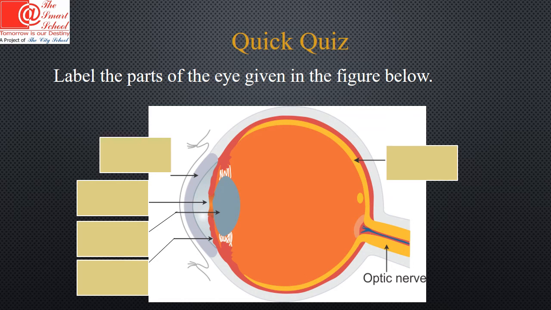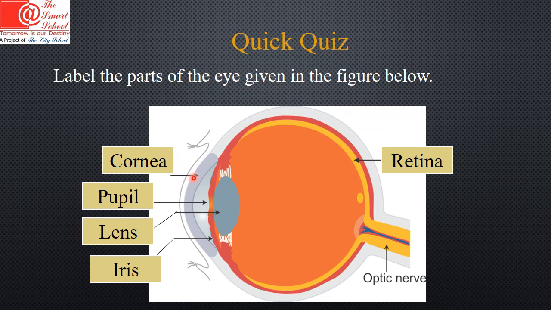Quick quiz on what we have learned from the video. Can you label the parts of the eye given in the figure below? The correct answers are: this is called cornea, this part is called as pupil, this is the lens of the eye, this is iris, the colored part, here you can see the retina, and this is the optic nerve that connects the brain and the eye.